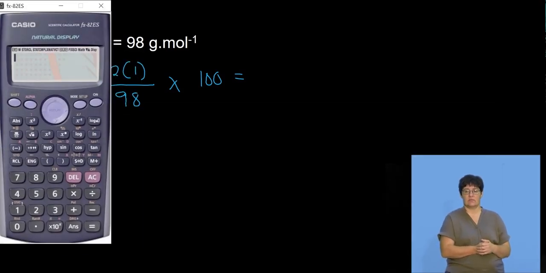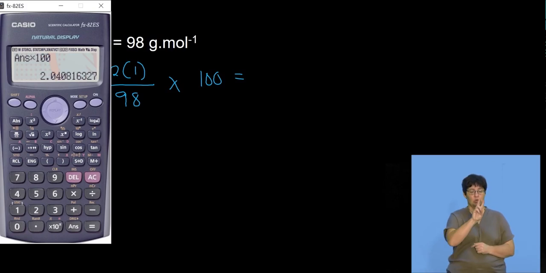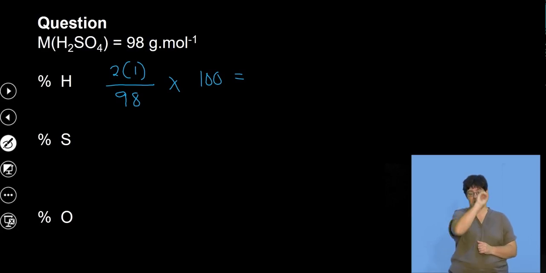We've got 2 divided by 98, multiplied by 100, so we're going to express this as a percentage. What does that give us? 2,04. So the percentage of hydrogen here is 2,04%. This mass of hydrogen expressed as a percentage is 2,04.